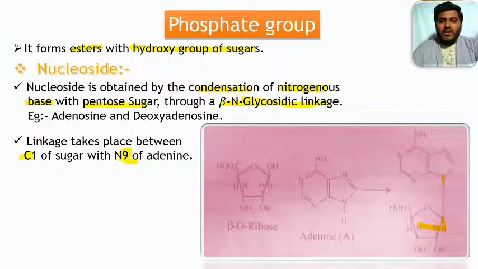Nucleosides are formed by condensation of nitrogenous base with pentose sugar through beta N glycosidic linkage. So examples of nucleosides are adenosine and deoxyadenosine. This is an example of adenosine. I hope you understood.